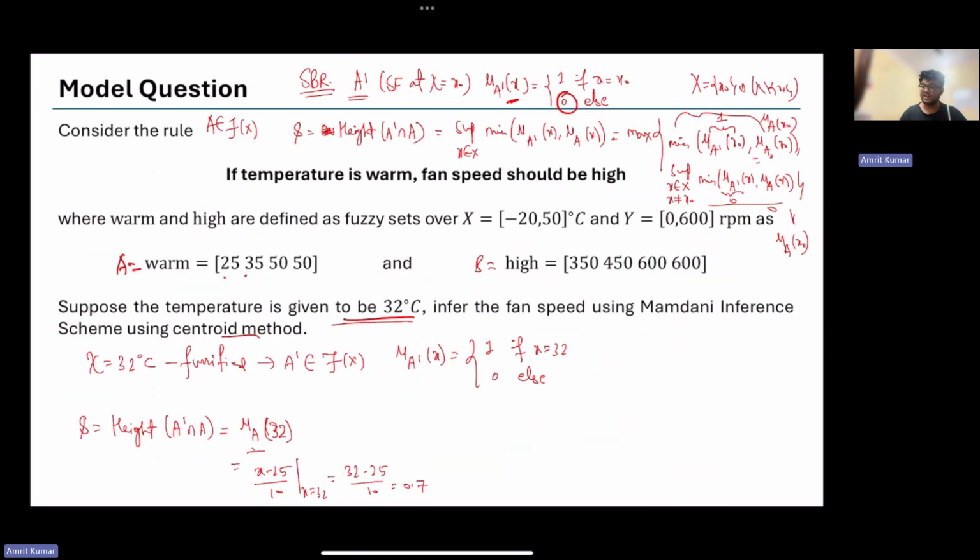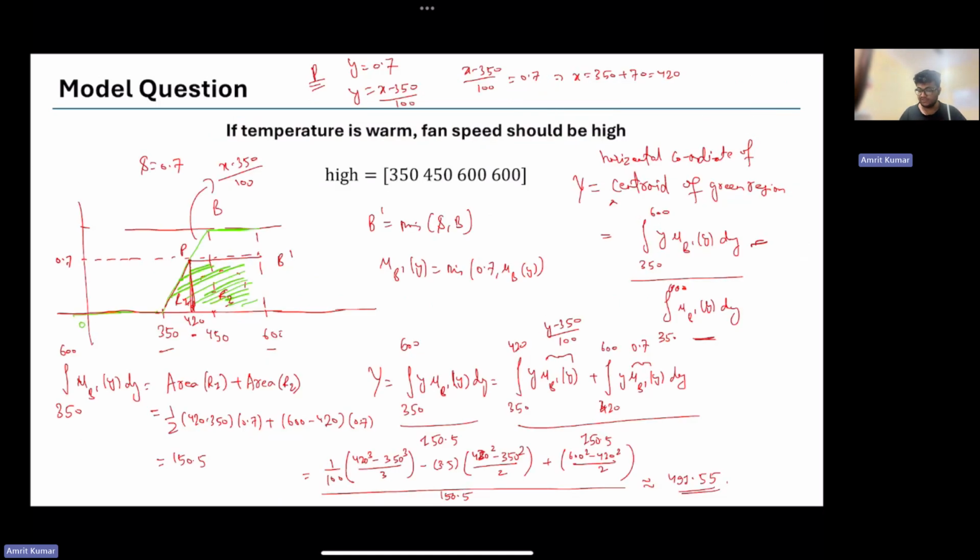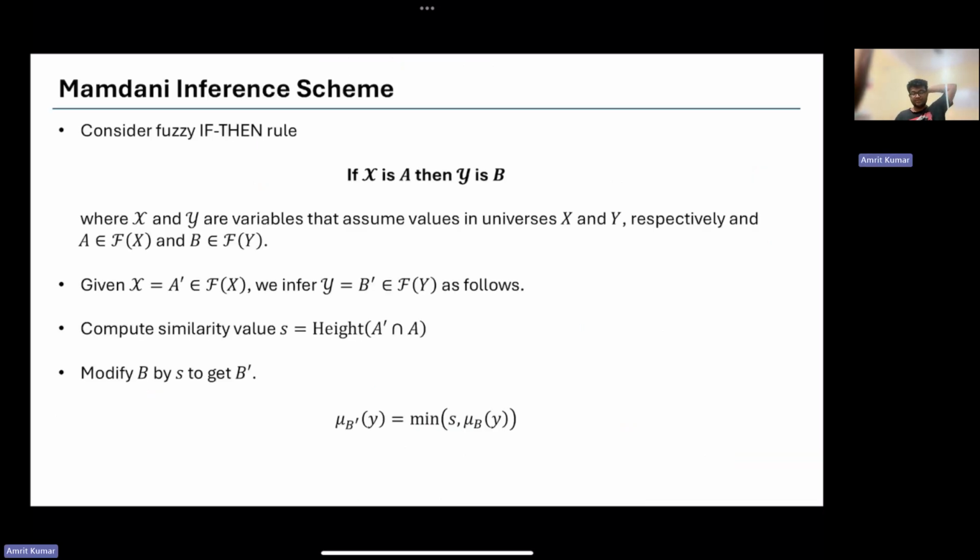we can infer that the output, or in other words the fan speed, should be 491.55 RPM, or basically say 492 RPM, right? If we round the number. Okay.